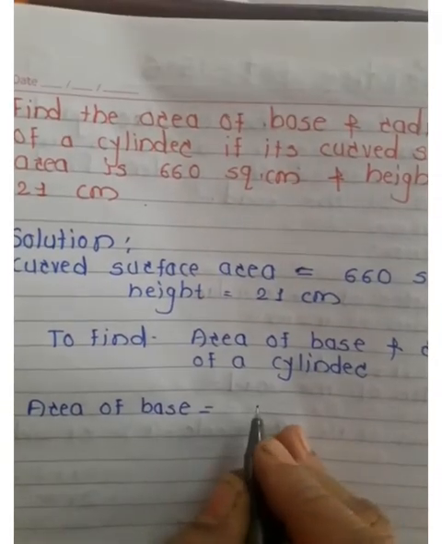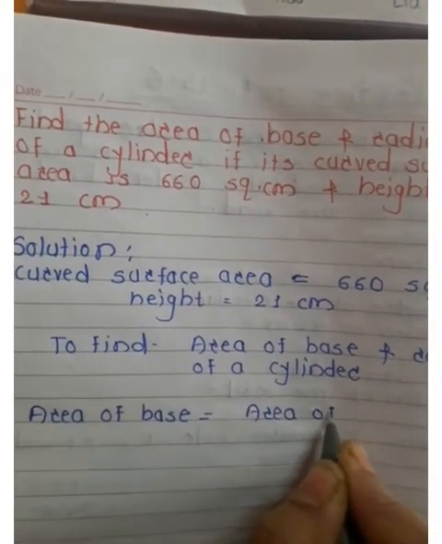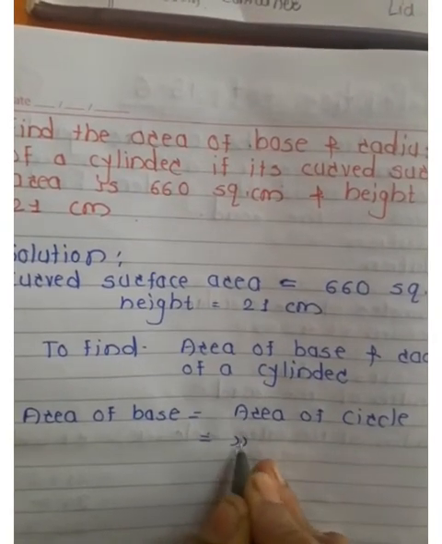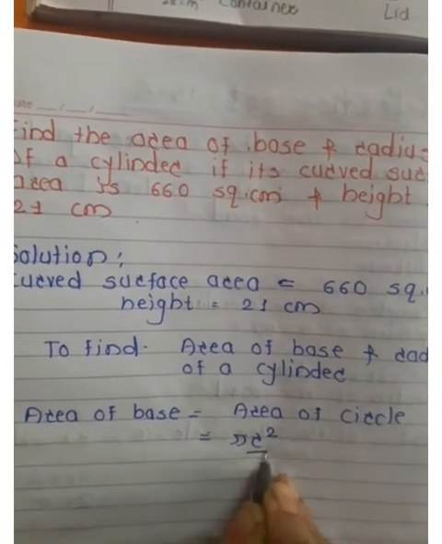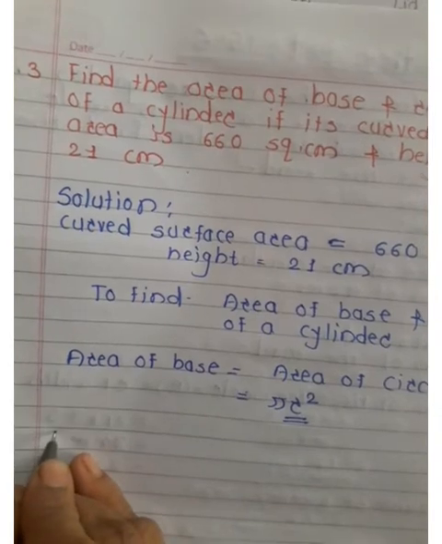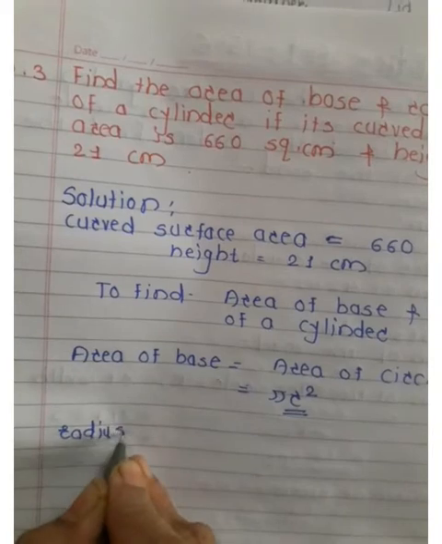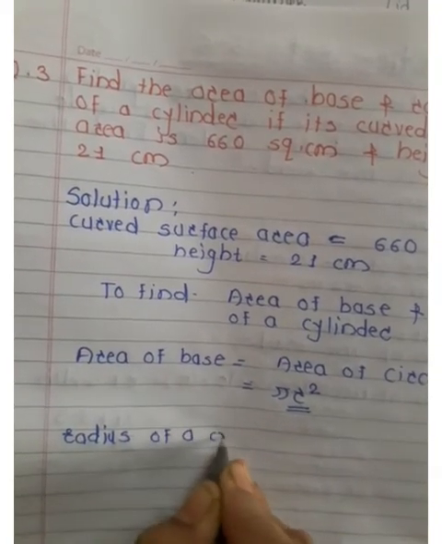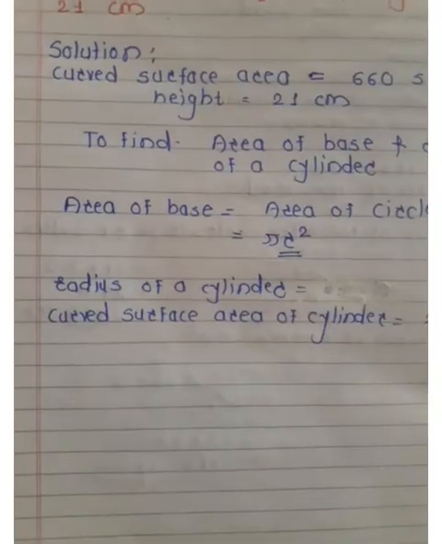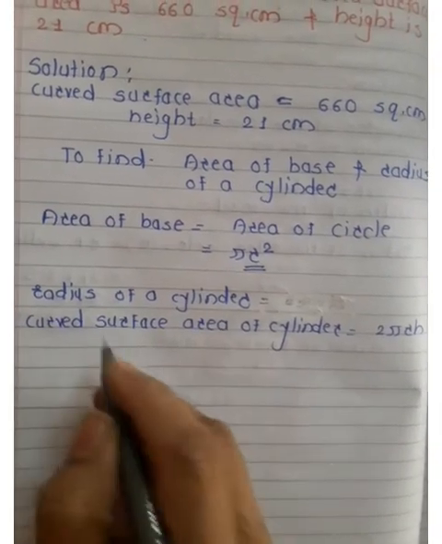Area of base is equal to area of circle. The formula is pi r square. Here the radius is important. That's why first of all we will find the radius of the cylinder. Curved surface area of cylinder is equal to 2 pi r h.